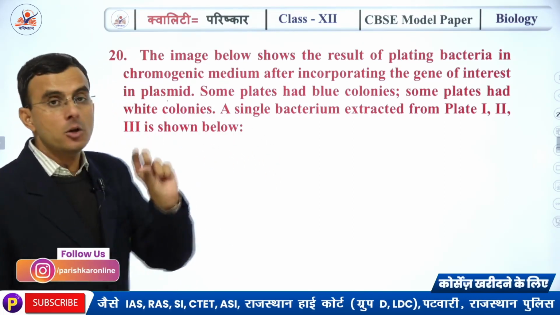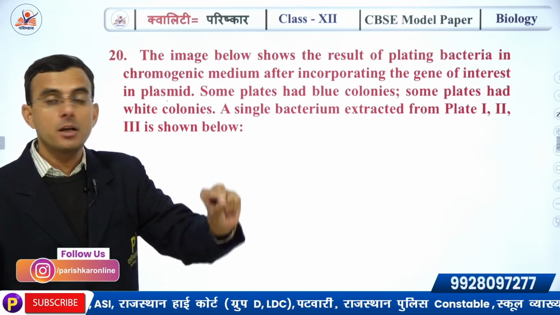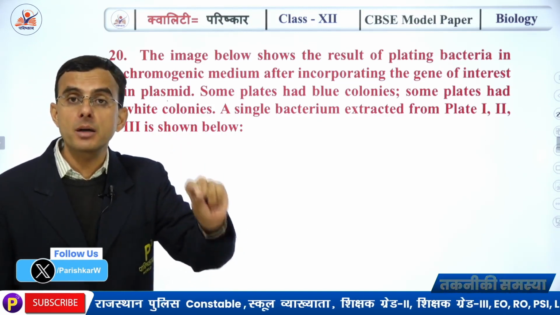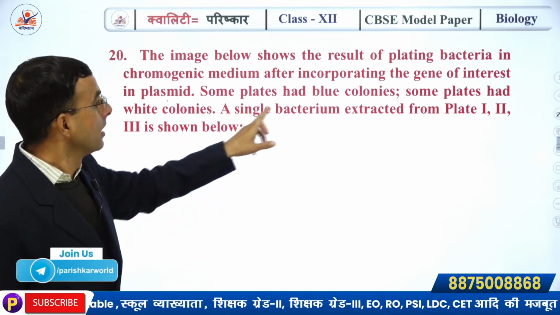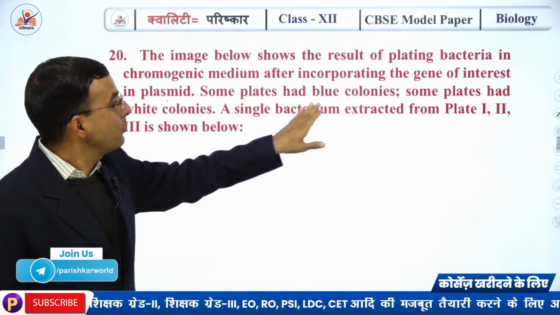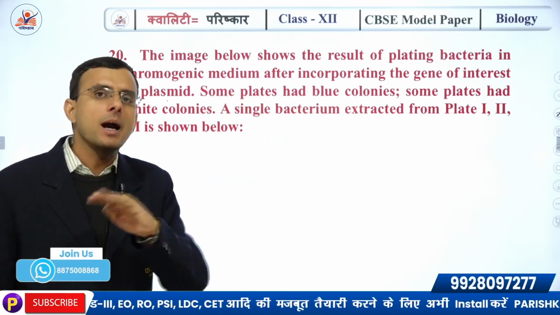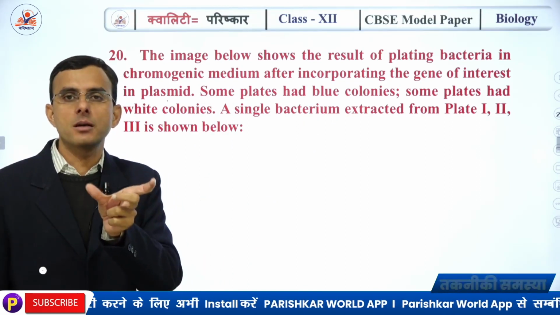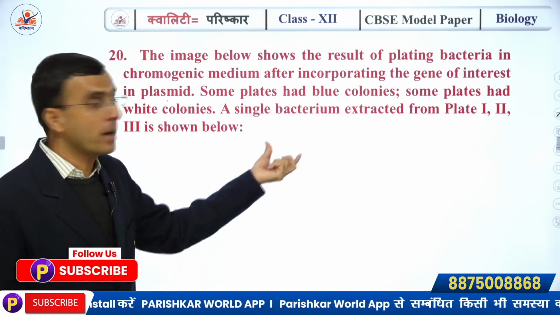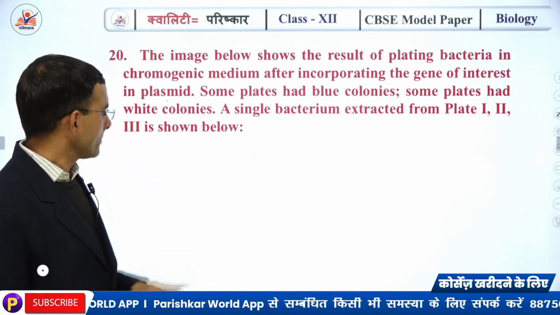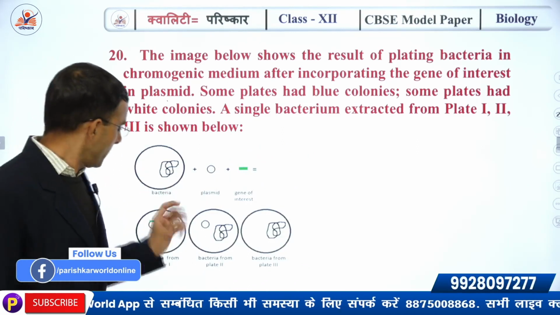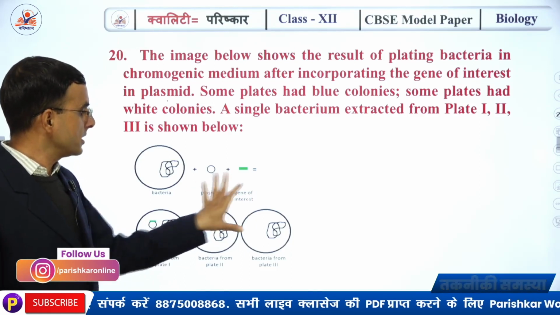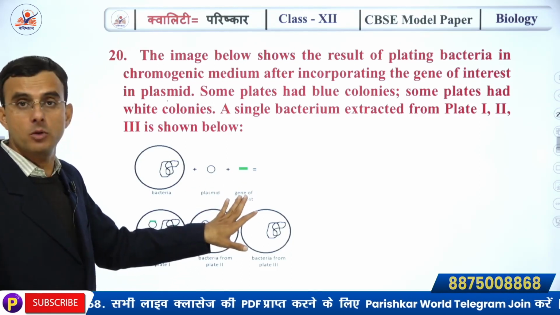So if we incorporate a particular gene into that plasmid, and we insert that plasmid into the bacterial cell, then some plates have blue colonies. We identify these characters based on the color changes, how the color is changed by that particular bacterium. So there are three plates. In this one, there is a bacterial cell, there is a plasmid. In this plasmid, we have inserted that particular gene of interest.